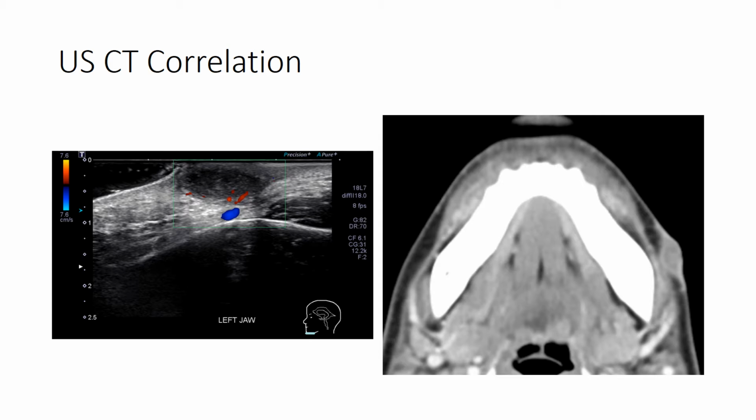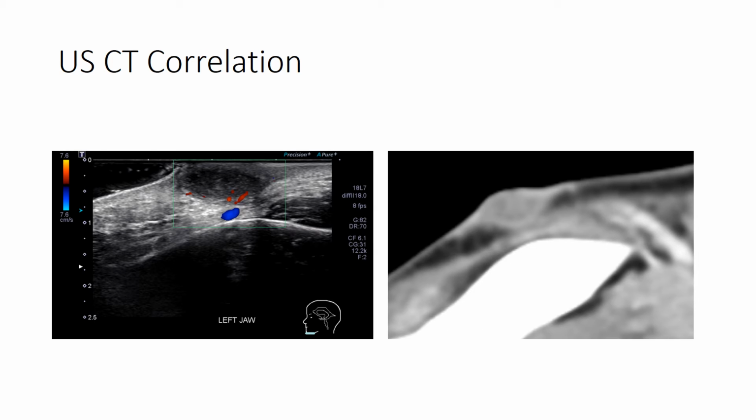So here again, I just want to show the correlation between the CT and ultrasound findings. On the left, you can see the ultrasound demonstration of the fluid collection, and on the right you can see an axial section CT also demonstrating that same fluid collection. And if I zoom in and rotate the CT, you can really see how similar this is to the ultrasound.